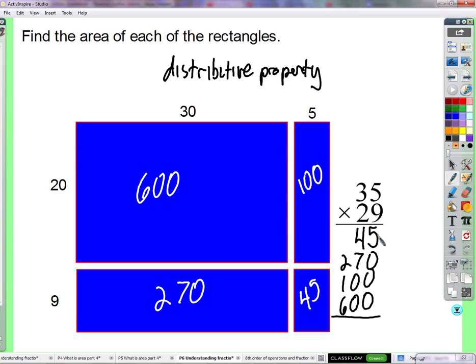We have 1,015. 5, 11, we carry that 1. We want to do it that way. 2, 3, 4. We have 10. 1,025. Never mind.